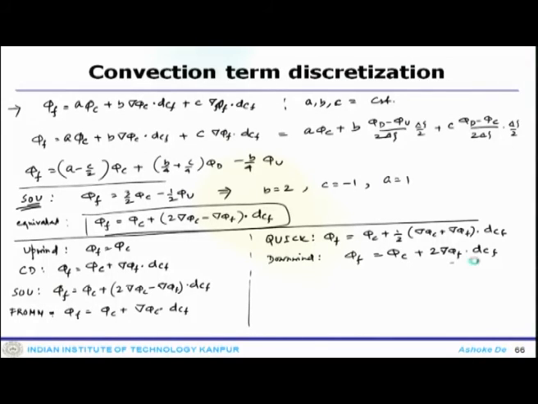Now, the final one is the deferred correction approach, or DC, which enables us to use higher order schemes. Essentially, that allows you to use a higher order scheme, and it can be written in a very flexible fashion. So, this is the method used in writing the convection flux.